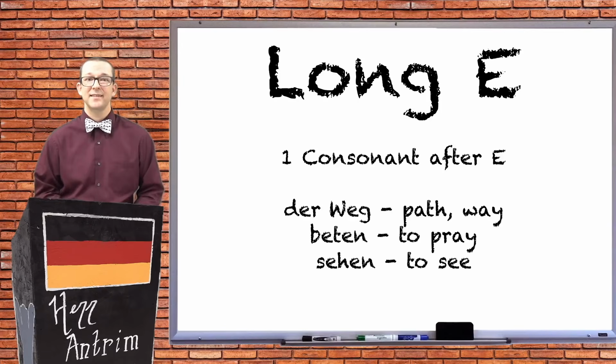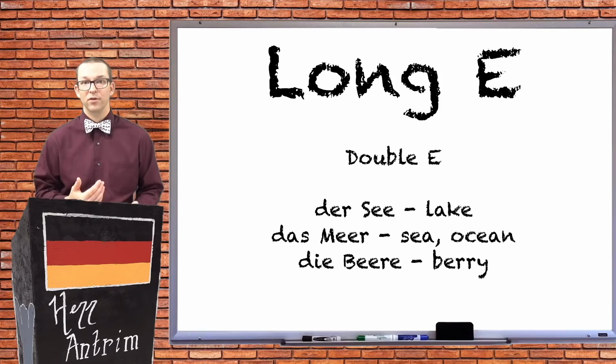It sounds exactly like the E in the following words: Weg, beten, sehen. The same rules that you applied with the letter A now apply here. That means one consonant is a long vowel sound, and more than one consonant has a short vowel sound. Double the vowel to force the long vowel sound.